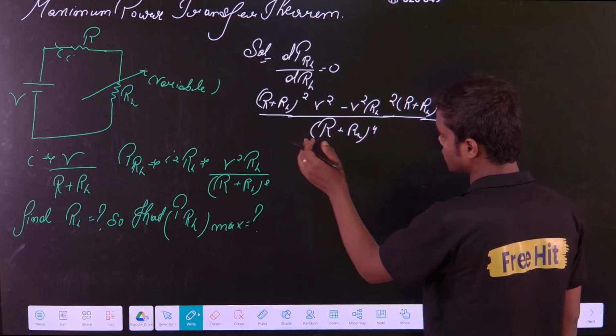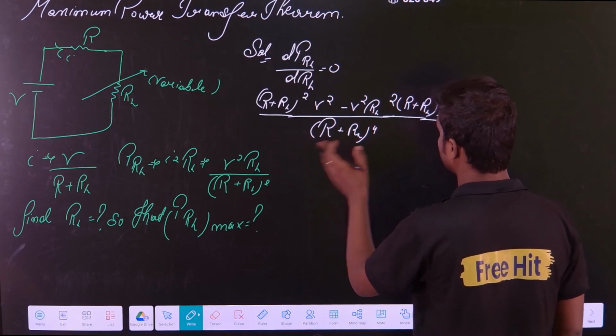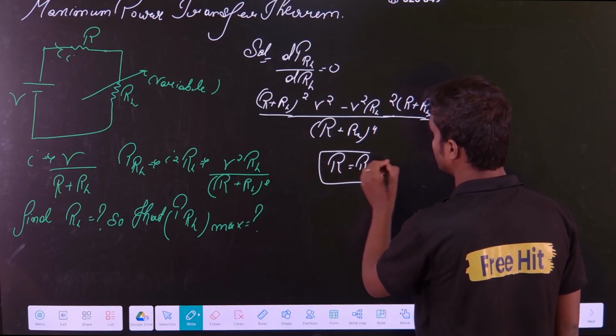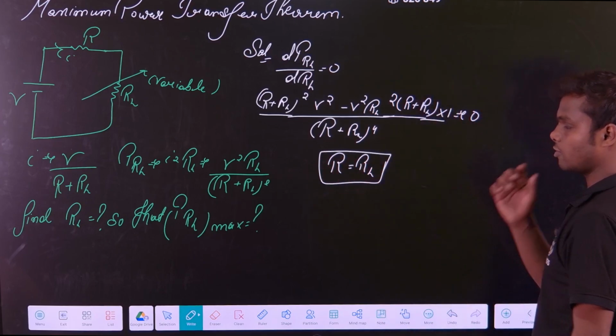Now if you solve this equation, what will you get? You will get my R is equal to RL. That is a condition you will get from here. Means for R is equal to RL.